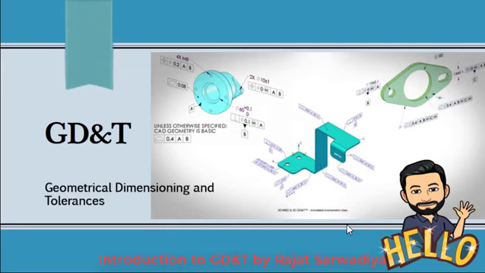You must have seen these types of drawings. As you can see, these types of drawing you must have seen somewhere. These are actually the GD&T, the geometrical dimensioning and tolerances.